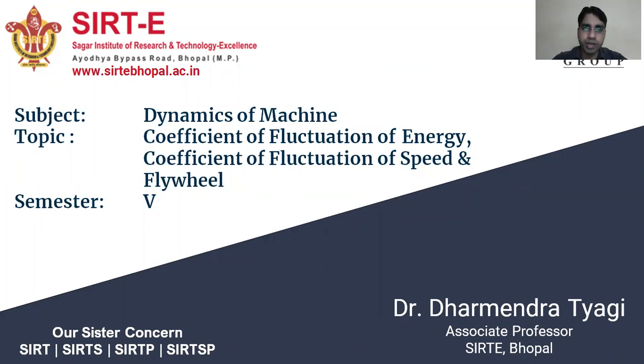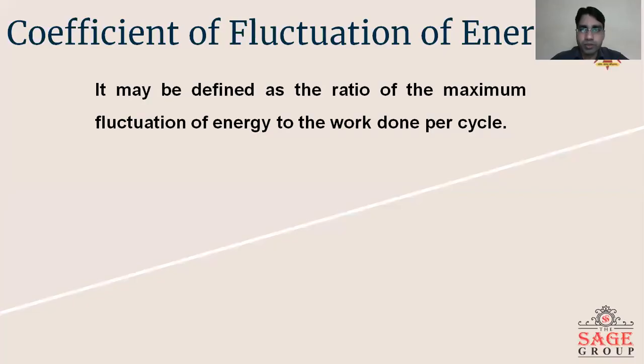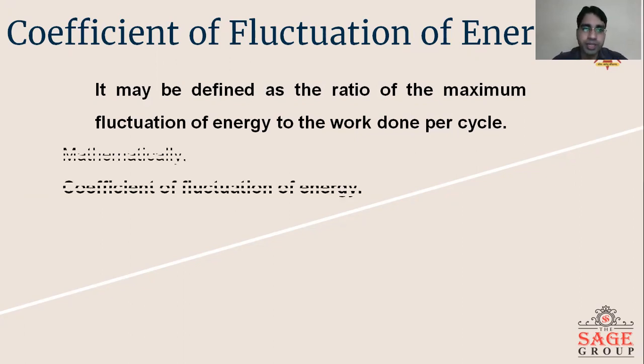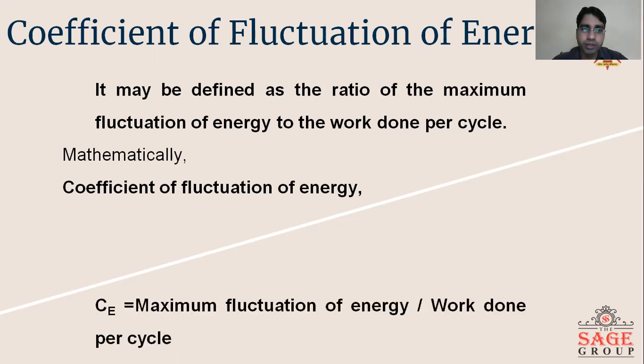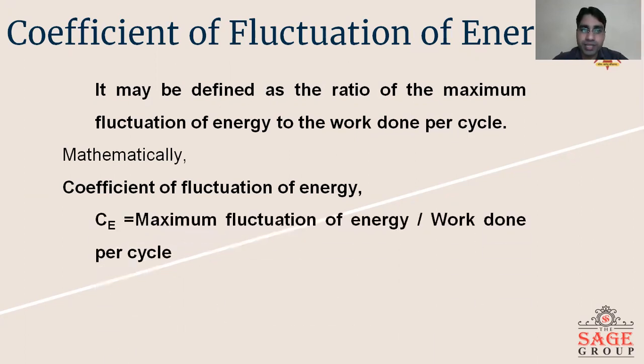Today we are going to discuss the coefficient of fluctuation of energy, coefficient of fluctuation of speed, and flywheel. We will start with the coefficient of fluctuation of energy. It is the ratio of maximum fluctuation of energy to the work done per cycle. Mathematically, the coefficient of fluctuation of energy, represented by CE, equals maximum fluctuation of energy divided by work done per cycle.